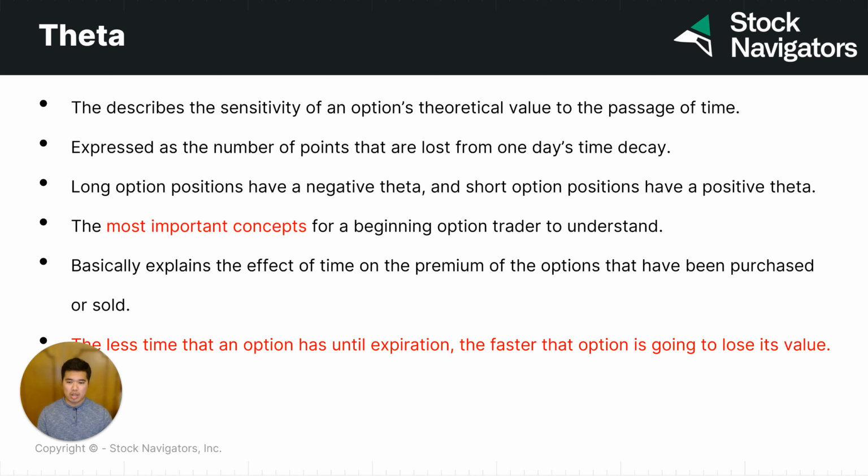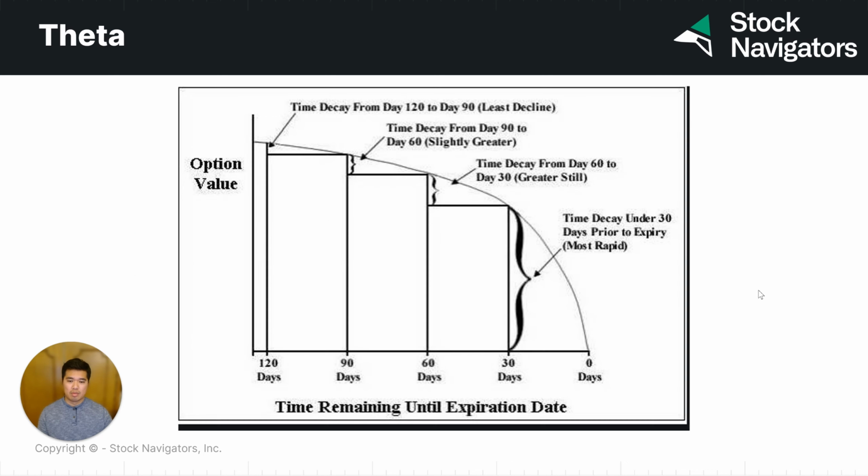One of the most important concepts for a beginning option trader to understand is theta, because as time goes by, the value of your contract will decrease. So theta basically explains the effect of time on the premium of the option that has been purchased or sold. The less time that an option has until expiration, the faster that option is going to lose its value. So let's go into some demonstrations to help you understand the concept of theta.